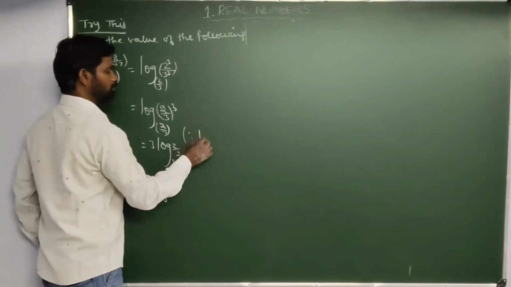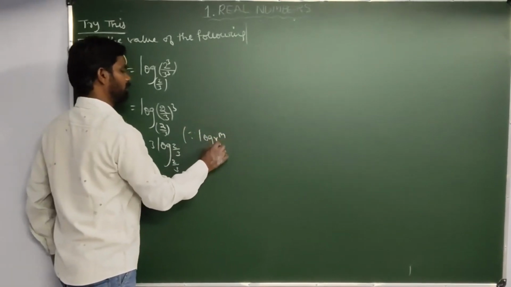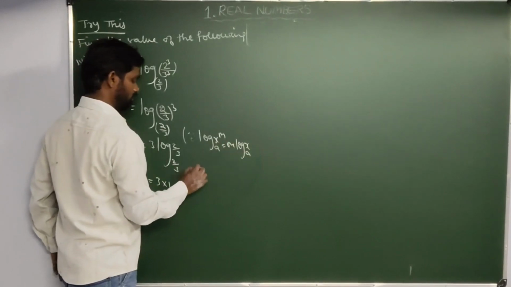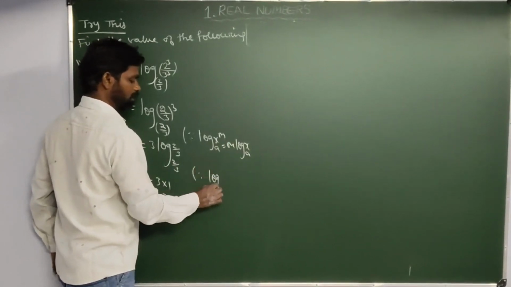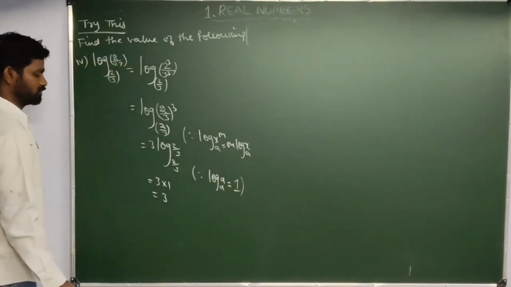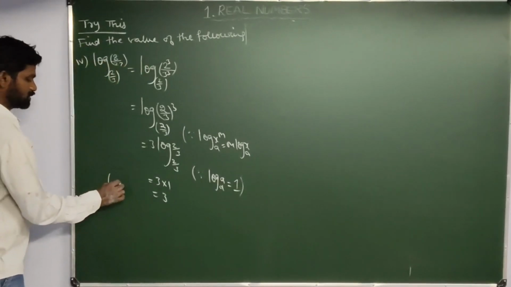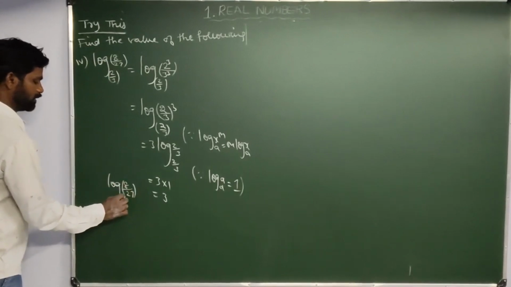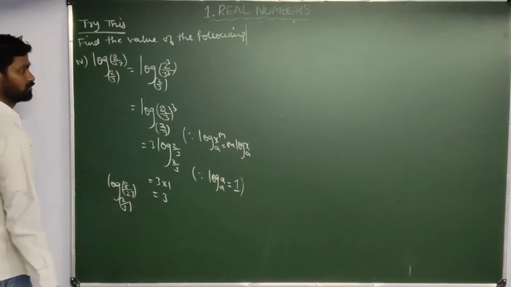I'll mention the formula here, log x power m base a is equal to m log x base a. So here, if the number of the logarithm and its base are the same, its value is always 1. So we may write that log 8 by 27 base 2 by 3 is equal to 3.